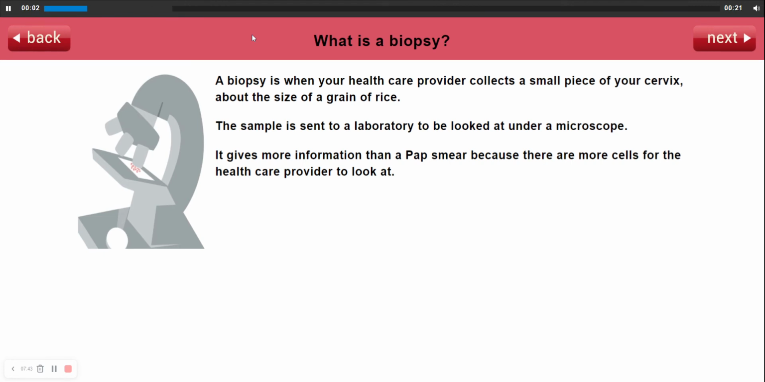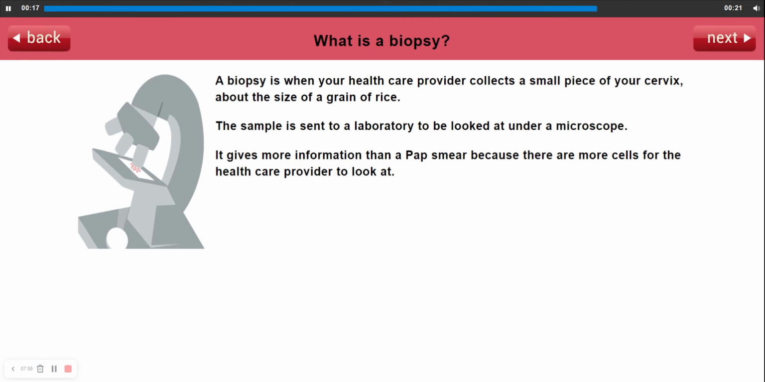What is a biopsy? A biopsy is when your healthcare provider collects a small piece of your cervix, about the size of a grain of rice. The sample is sent to a laboratory to be looked at under a microscope. It gives more information than a pap smear because there are more cells for the healthcare provider to look at.